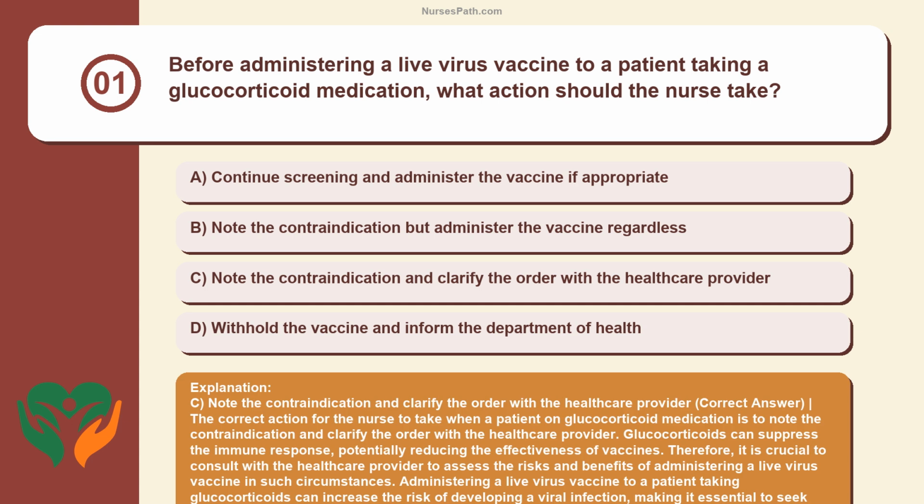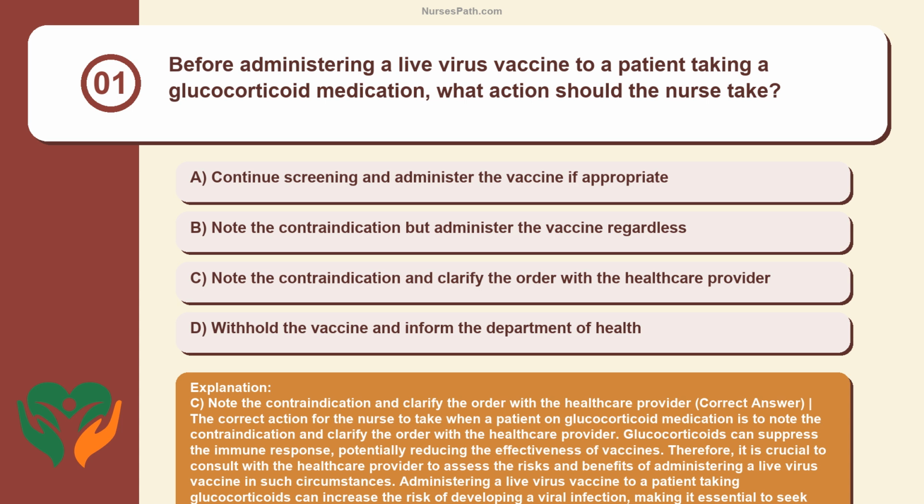C. Note the contraindication and clarify the order with the healthcare provider. Correct answer. The correct action for the nurse to take when a patient on glucocorticoid medication is to note the contraindication and clarify the order with the healthcare provider. Glucocorticoids can suppress the immune response, potentially reducing the effectiveness of vaccines.